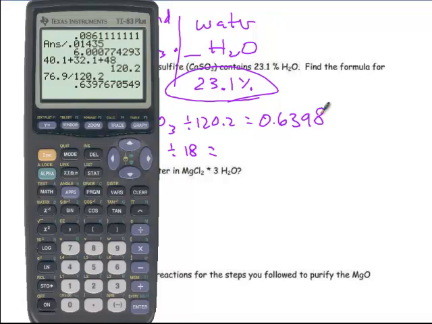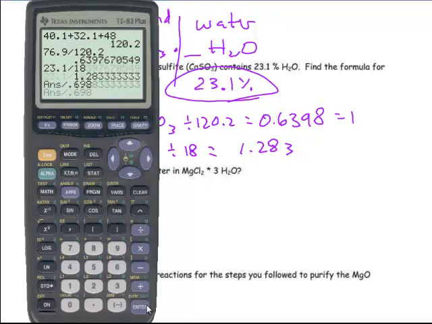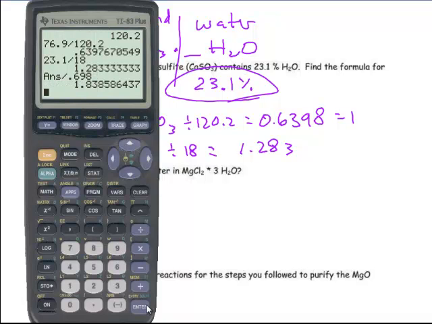0.6398. Again, keeping an extra digit. 23.1 divided by 18 is 1.283. That's going to give us a 1 divided by 0.6398. I missed the 3 in there. So 1.283 divided by 0.6398.